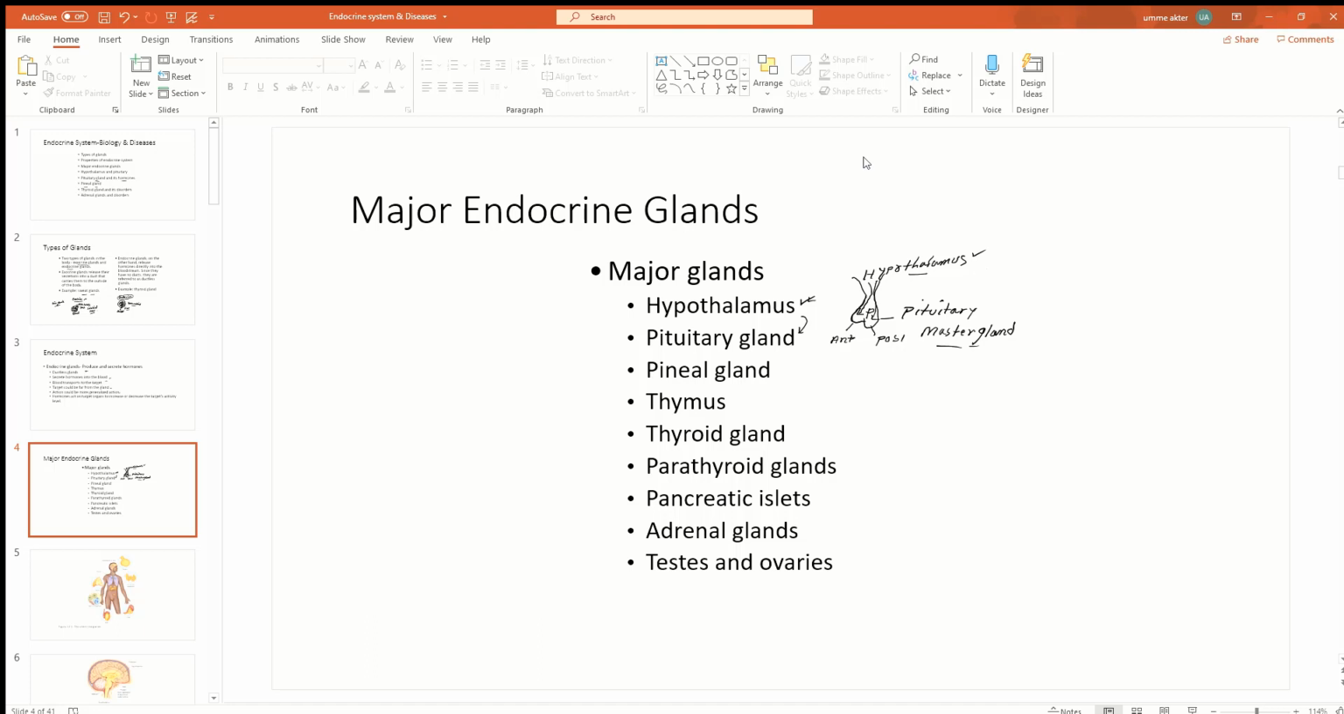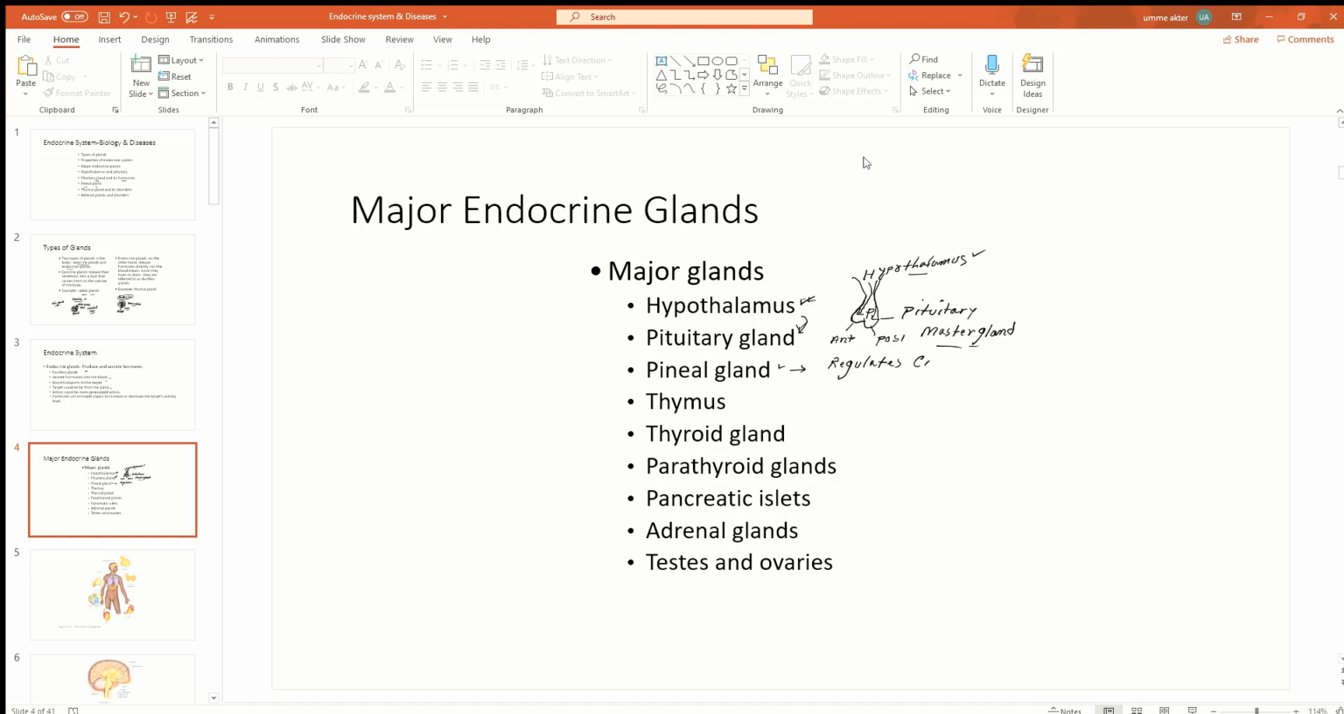So those are two very important glands, right? And they are closely connected to each other. Then inside the brain you also have a tiny gland that is called the pineal gland. Pineal gland is important because it regulates the circadian rhythm.